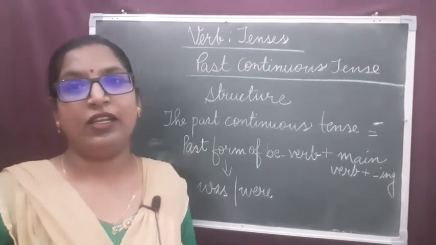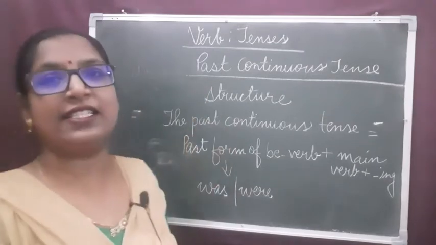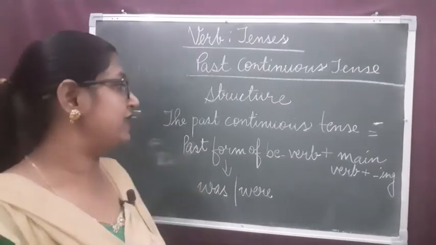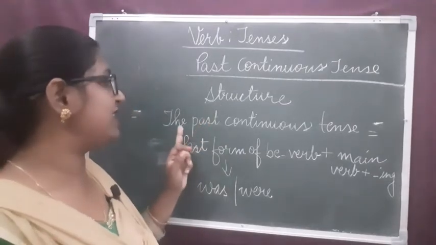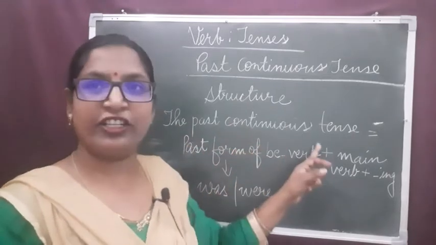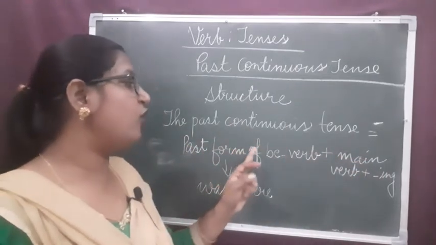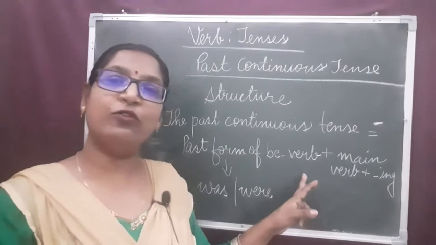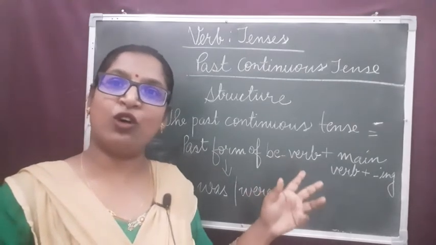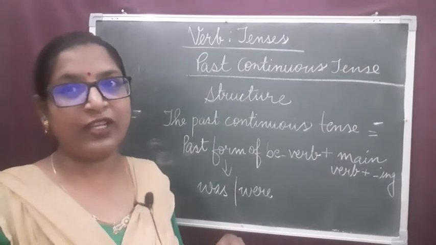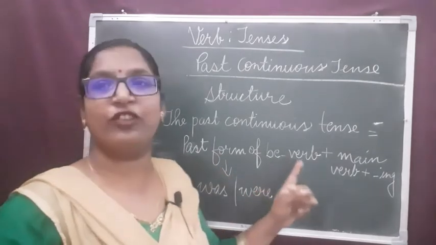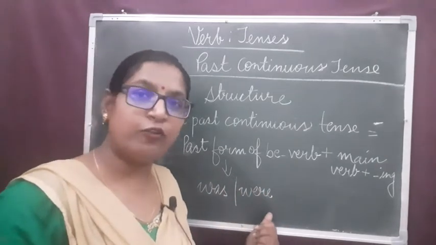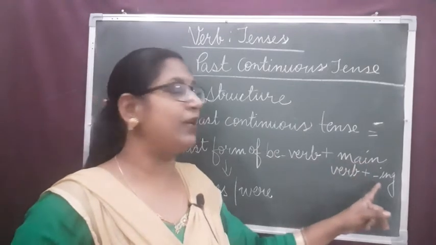Dear children, let us learn the structure of past continuous tense, how to frame sentences in past continuous tense. Past continuous tense is equal to the past form of the be verb. Do you remember what the be verbs are? Is, am, are, was, were, all these are forms of the be verb. And here we use the past form of the be verb, was or were, plus main verb plus ing form.